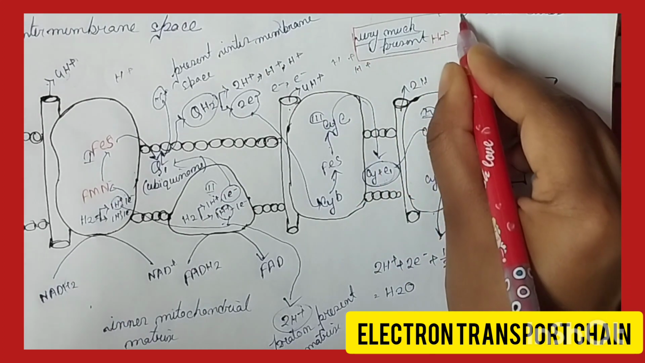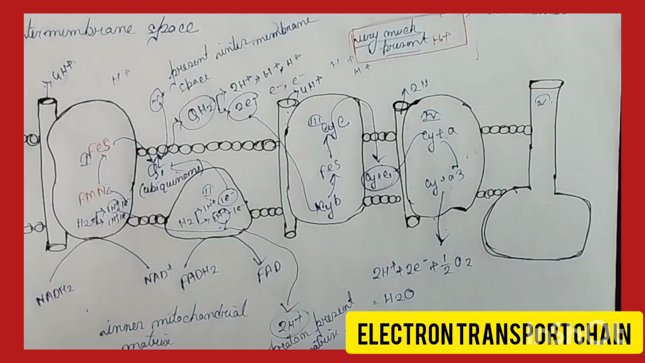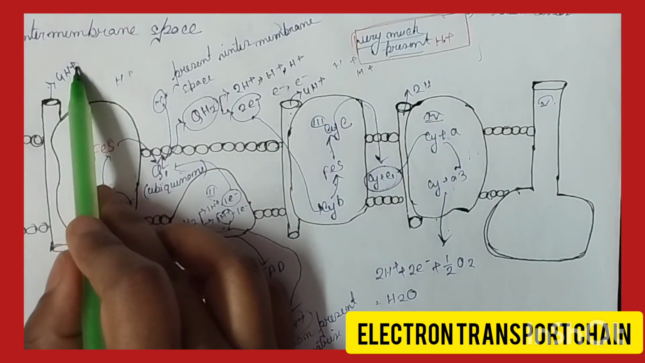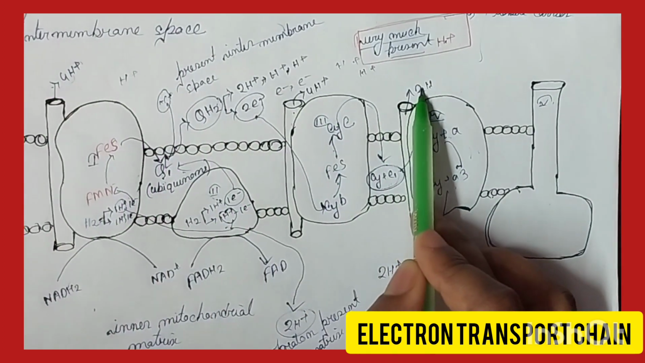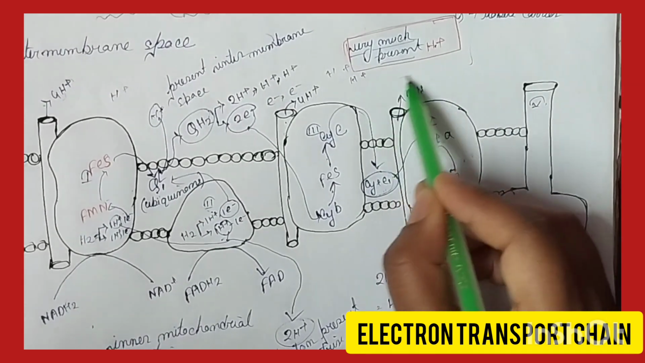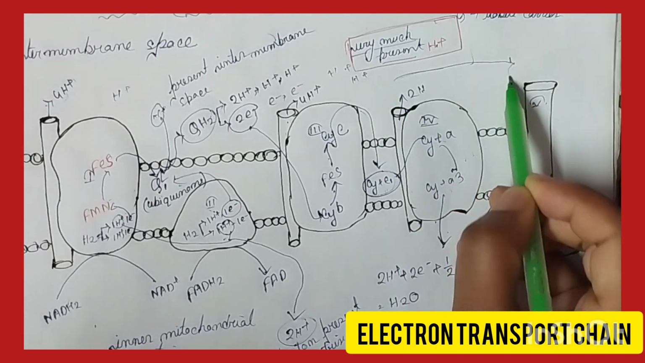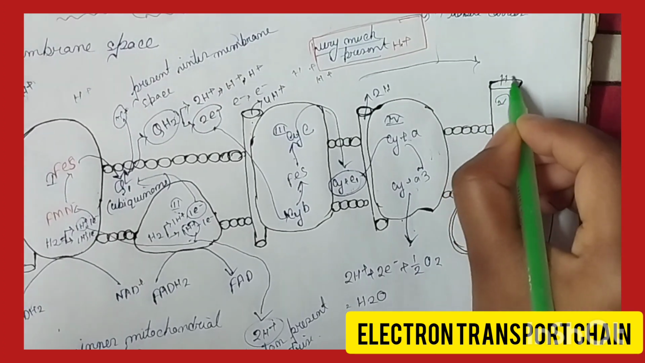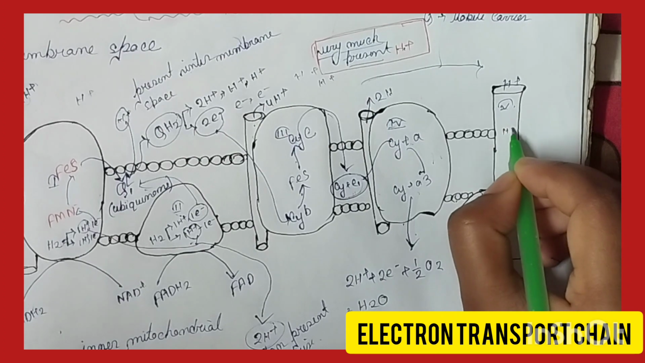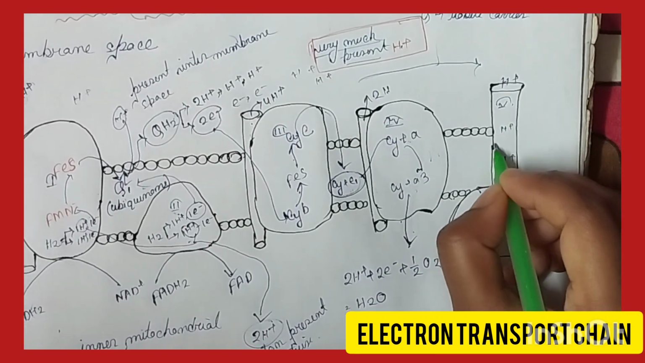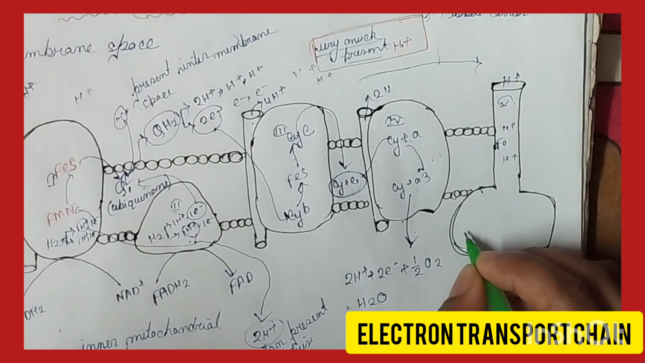It translocates 4 protons across the membrane to create a proton gradient that develops ATP at the end. In this complex, 2H plus plus 1/2 O2 plus 2 electrons gives H2O. In this reaction, the product H2O is released.